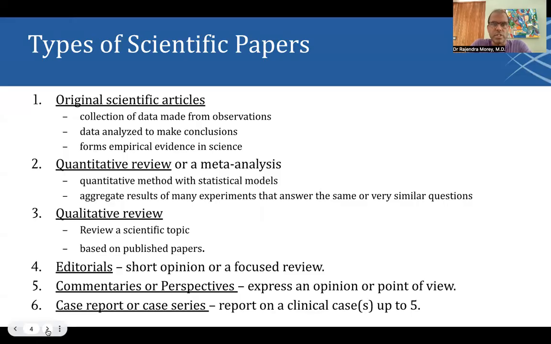There's also quantitative reviews or meta-analyses, where elaborate and fairly sophisticated statistical models are used to aggregate the results from many different experiments that are designed to answer the same or similar questions. There's qualitative reviews that are conceptually similar, but don't use any sort of rigorous statistics, but simply recount the previously published papers. There's editorials, which are short opinion pieces on a particular topic.